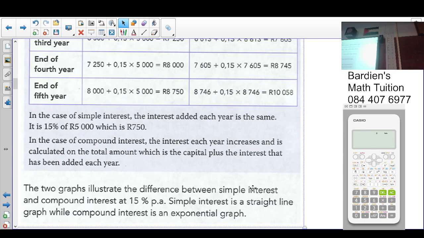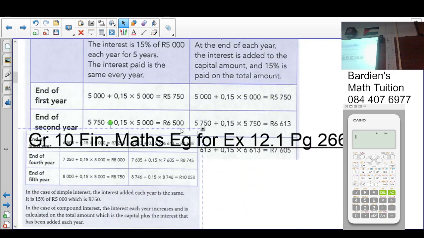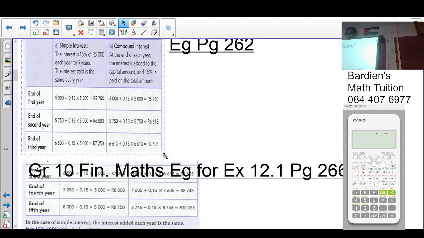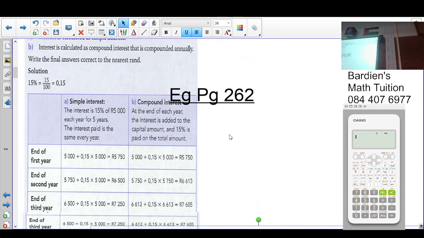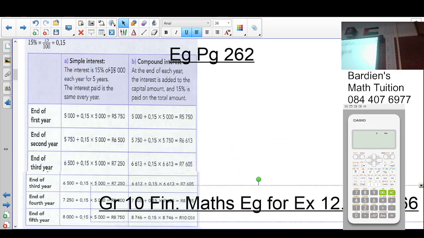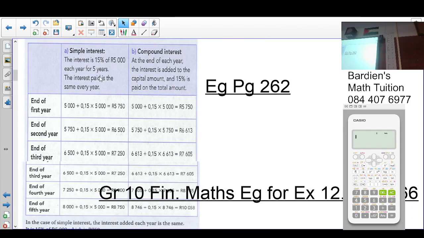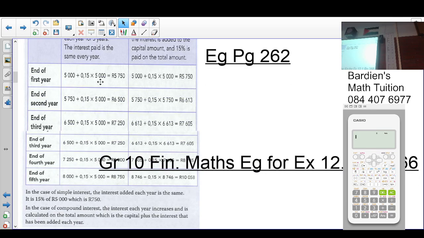Right, so we're looking at the simple interest for the 5-year period. Simple interest is 15% of 5,000 rand each year for 5 years. The interest is paid, and the interest paid is the same every year. So when we work out what 15% of 5,000 rand is, we get 750 rand. So it's 750 rand additional that is paid per year.